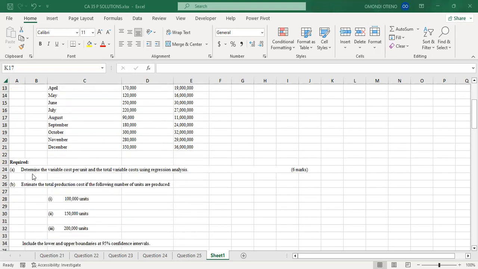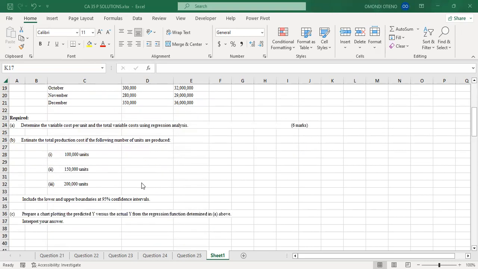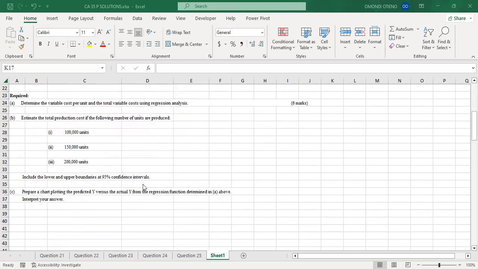Then required, determine the variable cost per unit and the total variable costs using regression analysis. Estimate the total production cost if the following number of units are produced. Then prepare a chart plotting the predicted Y versus the actual Y from the regression function determined in A above. Then you interpret your answer.